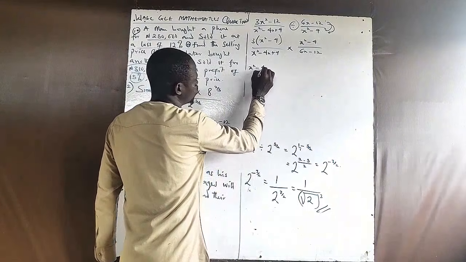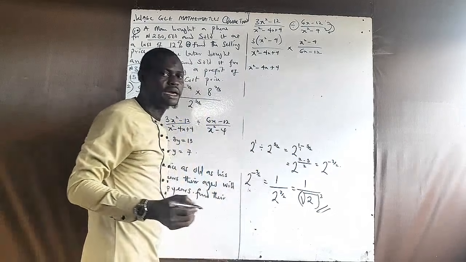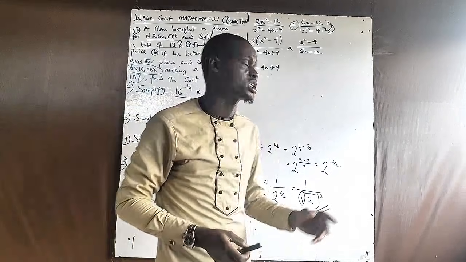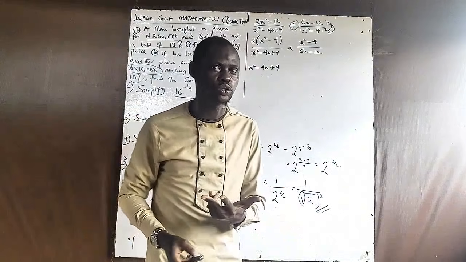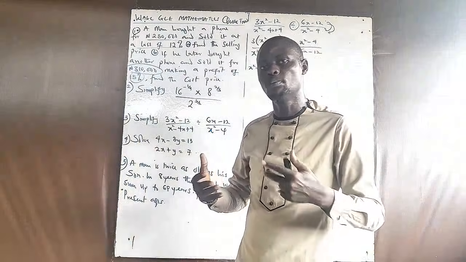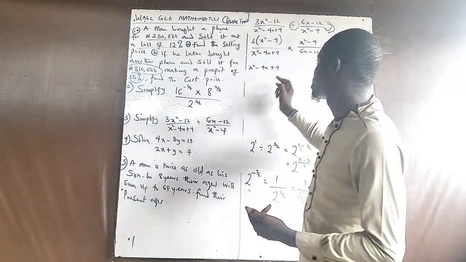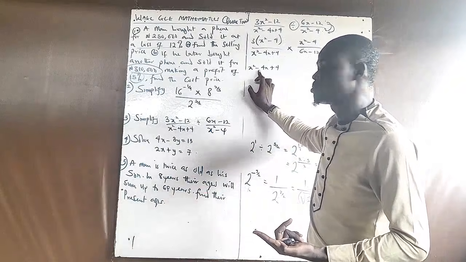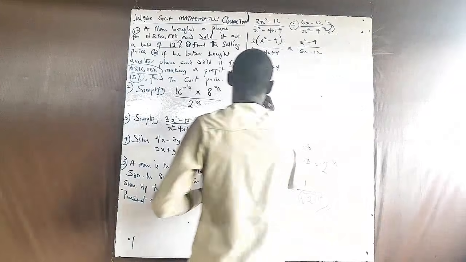I have s squared minus 4s plus 4. Now, in factorizing a quadratic equation, you are going to look for two factors whereby, when you multiply these two factors together, you get 4, and when you add them together, you get minus 4.